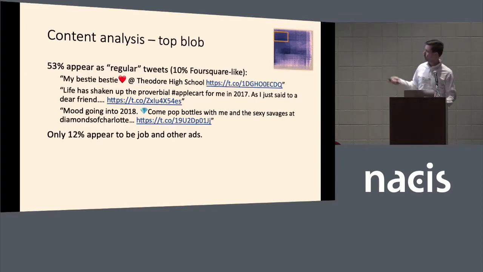For the sake of comparison, here's the top blob. We looked at it before. In this case, over half appear as regular tweets, and you can read the beautiful ones. I like the sexy savages celebrating the new year, for example. So in that case, that does seem like human data, and again, the implications are significant. It might actually lend itself and give you good analysis. For some reason, only 12% are ads and garbage in this area, so that is a place you might want to focus on if you care.